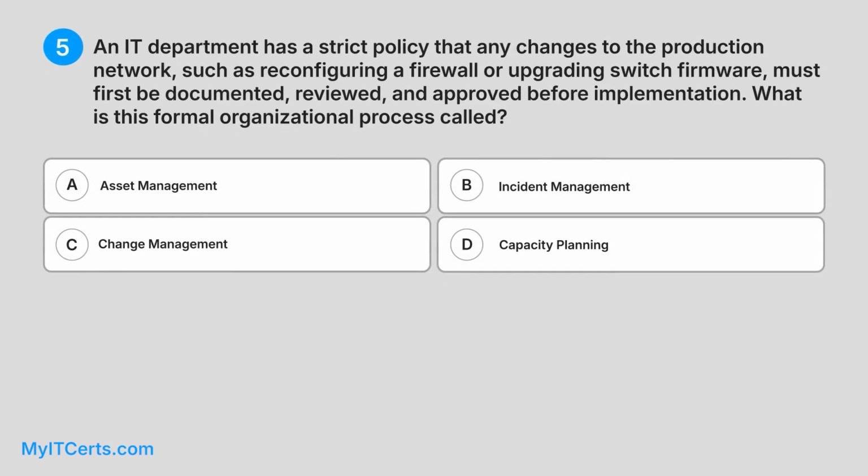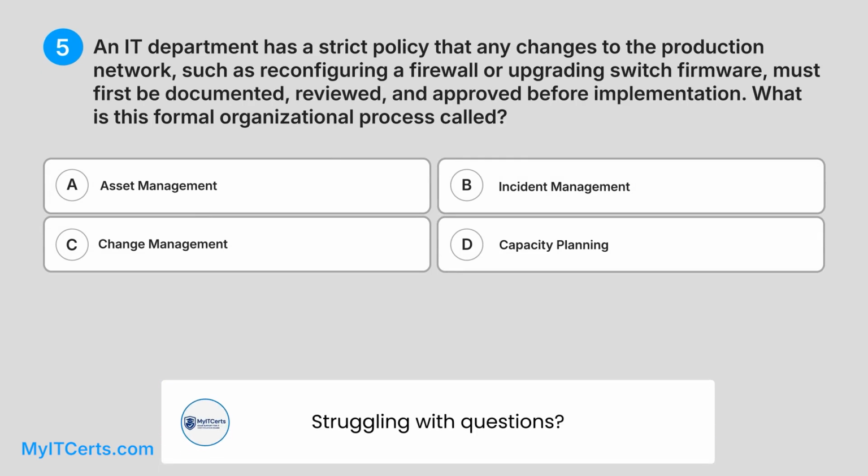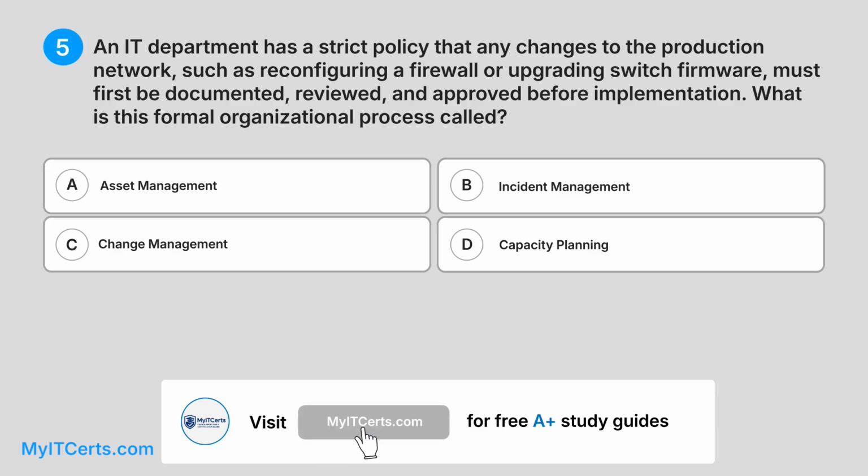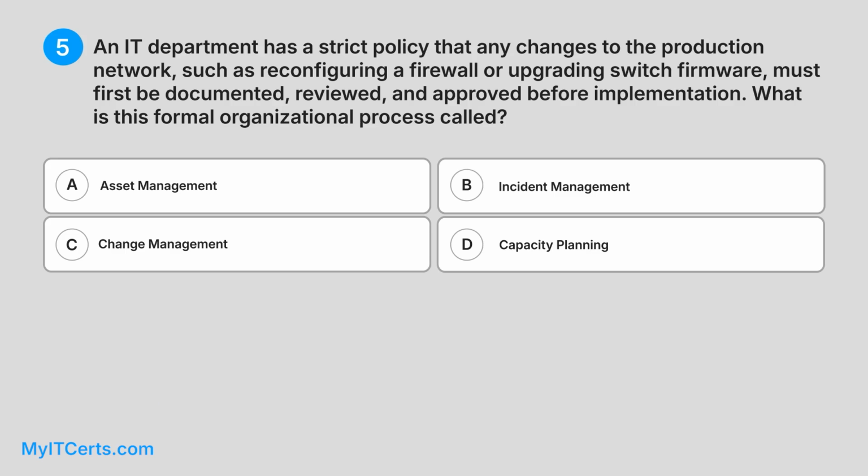5. An IT department has a strict policy that any changes to the production network, such as reconfiguring a firewall or upgrading switch firmware, must first be documented, reviewed, and approved before implementation. What is this formal organizational process called? A. Asset management. B. Incident management. C. Change management. D. Capacity planning.